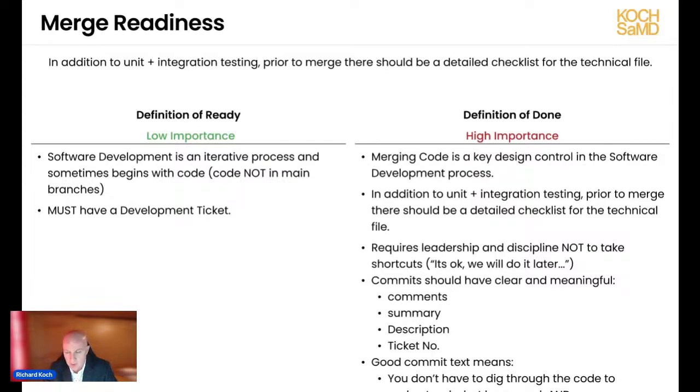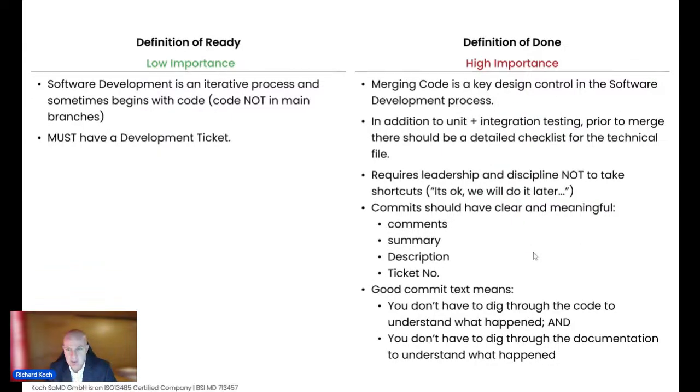And finally, I reviewed this presentation with my development team this morning, and they highlighted the importance of commenting on your commits. So you should have clear and meaningful comments, summary, descriptions, the ticket number. You get the ticket number obviously through the branch name. And good commit messages mean you don't have to dig through the code to understand what happened in that branch. You don't have to dig through the documentation repo to understand what happened in updating that documentation. And again, I think where this starts is in how you write your tickets. If you write good tickets, good requirements, good design, everything becomes easy, but you get this flow through your whole development process.